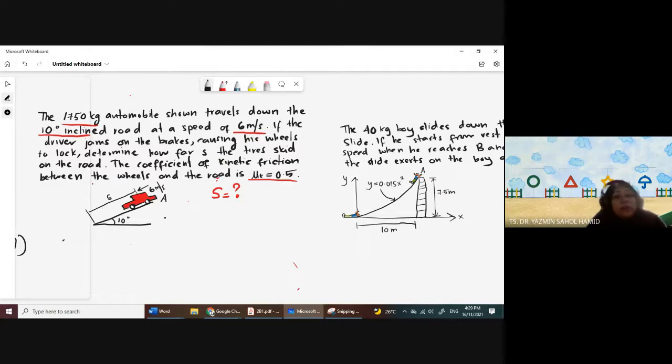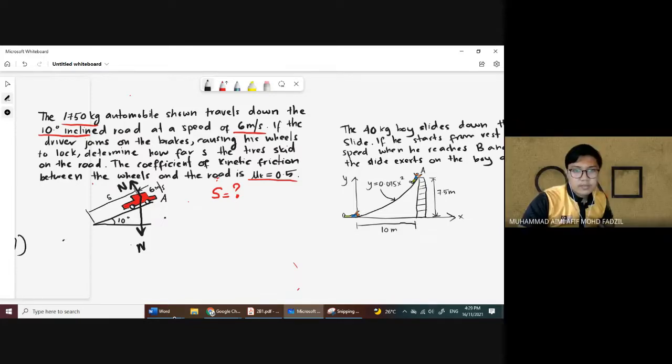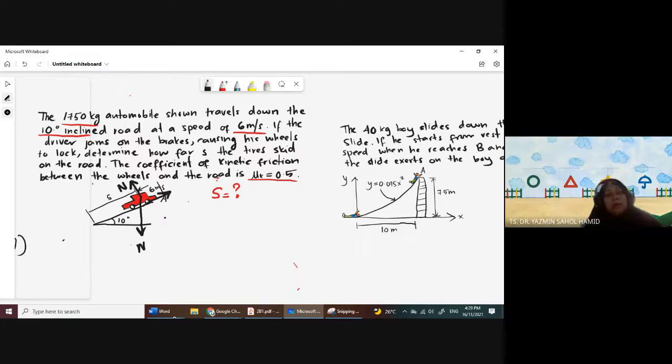Okay, now, for this question, first we need to draw the free body diagram. So you know that you have a weight, and you have the normal force, right? And you have a friction. The frictional force, will it be going down the hill or up the hill? Up the hill, because the car is going down. Okay, frictional force. So you have all that in that diagram.